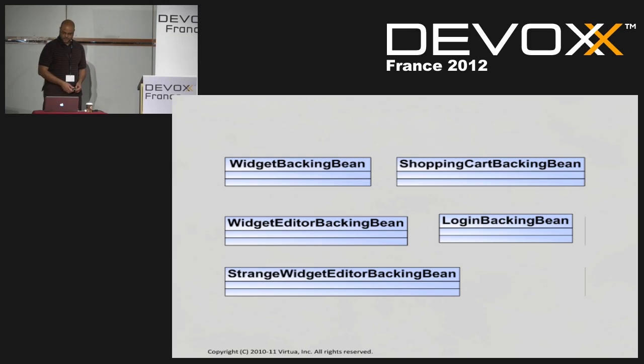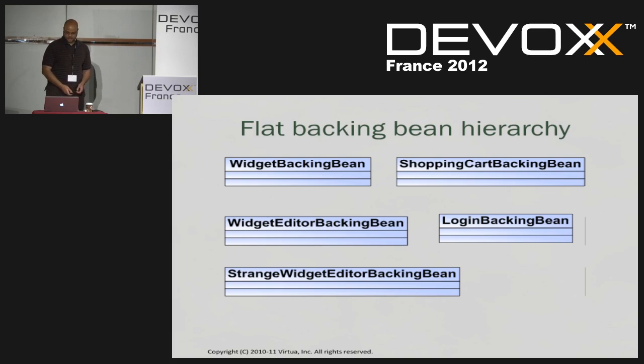Okay, so does anyone see a problem with this? Anybody? This one's a little more subtle. So this is what I call the flat backing bean hierarchy, okay? Just because your backing beans are controllers doesn't mean that you can't actually use inheritance, right? There's no rule that says a backing bean can't have a superclass, okay?